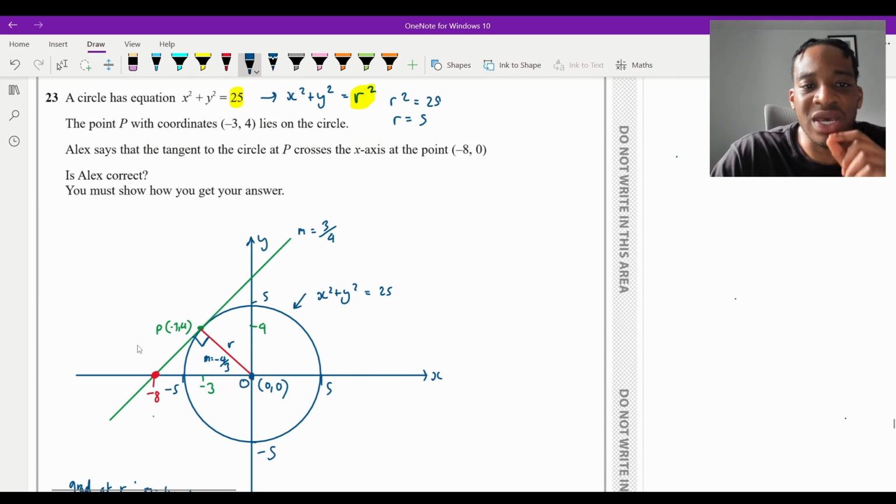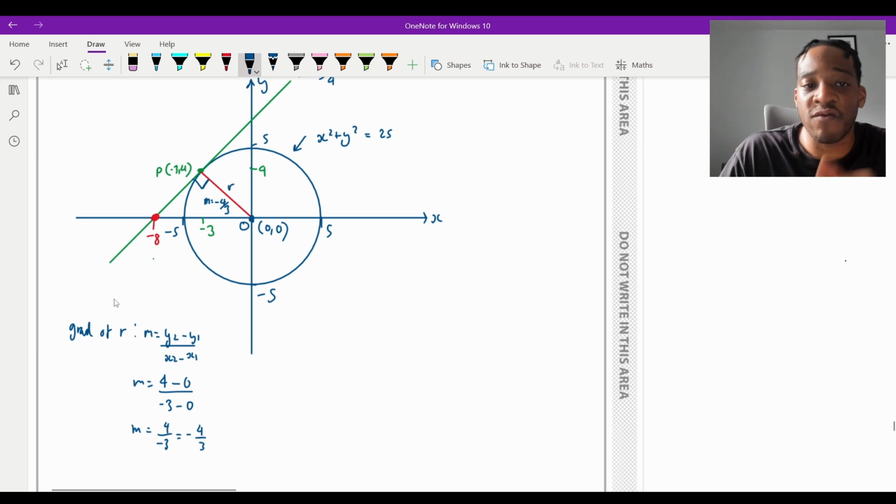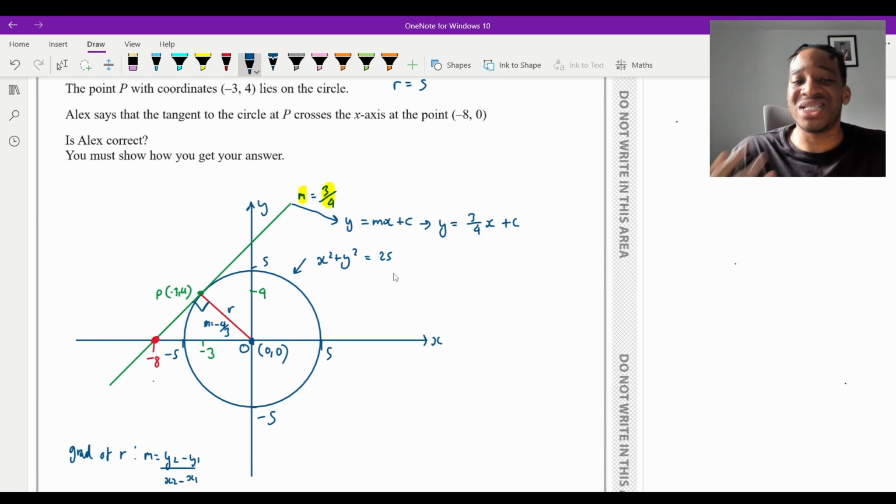Now, what we need to do, because remember his claim is that the line passes through the point minus 8 on the x-axis, is work out the equation of this line and figure out where the x-intercept is. So we need to find the equation of a line, and that means we need to remember the general formula, which is y equals mx plus c. However, we now know the gradient is 3/4. So we can update this equation and say that the equation is now y equals 3/4 x plus c. Now, we need to figure out what c is.